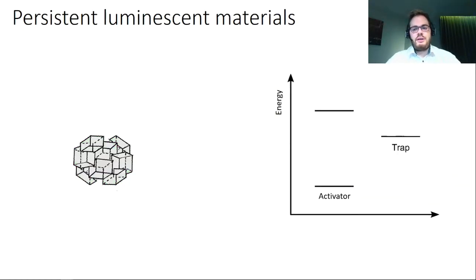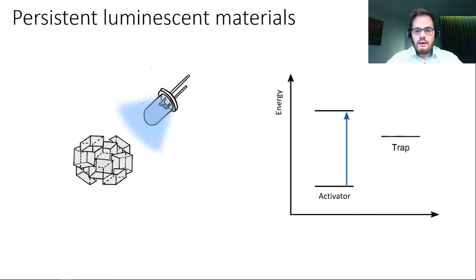The mechanism behind persistent luminescence is fairly simple and can be explained by making use of this very simplified energy level diagram. If we switch on the excitation source, which is a blue LED, then the activator will absorb the excitation light. This will quickly be followed by a charge transfer from the activator to the metastable trap. If enough energy is provided to this trapped charge, the energy barrier can be overcome and the charge can be transferred back to the activator, finally resulting in the emission of a photon.